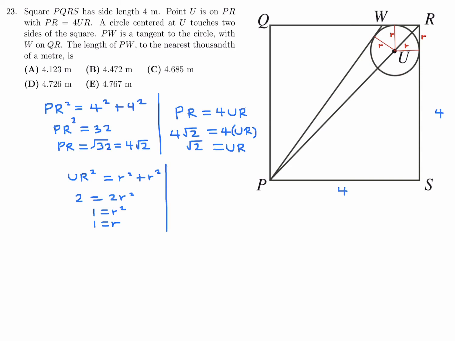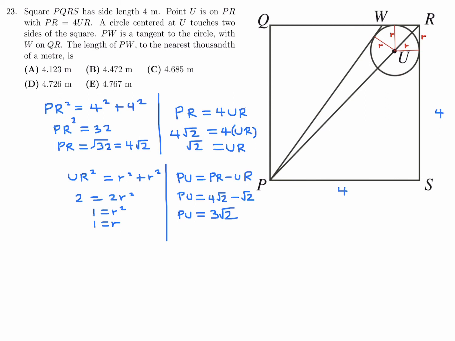And then, what else should I figure out here? I think figuring out the distance from P to U might come in handy. So PU is equal to PR minus UR. PR we just figured out was 4 root 2. UR we just figured out was root 2. So PU is equal to 3 root 2. So far so good, I think.